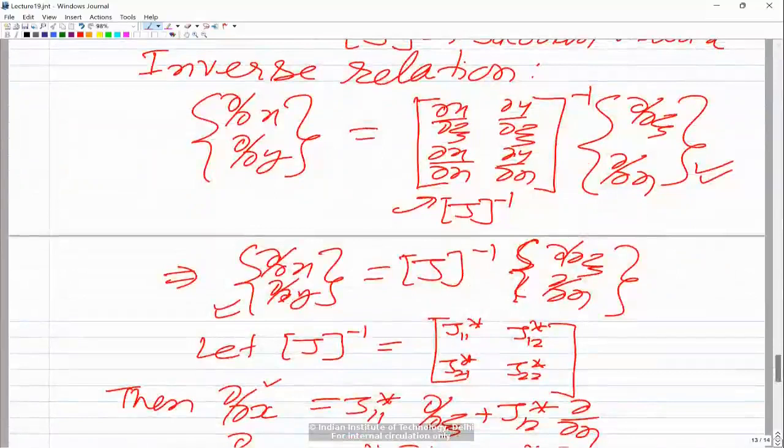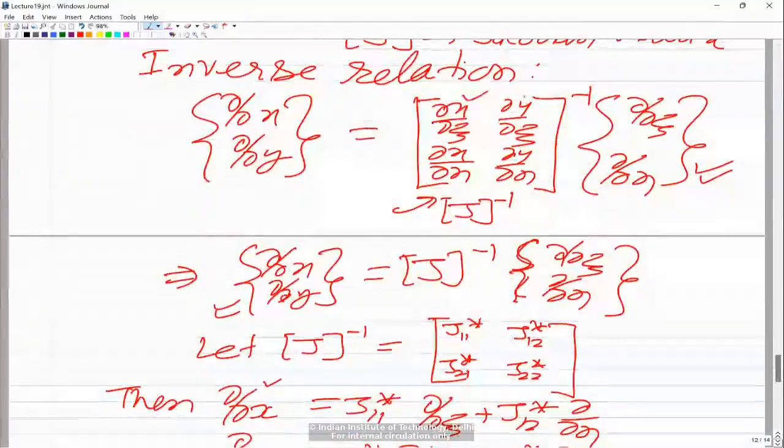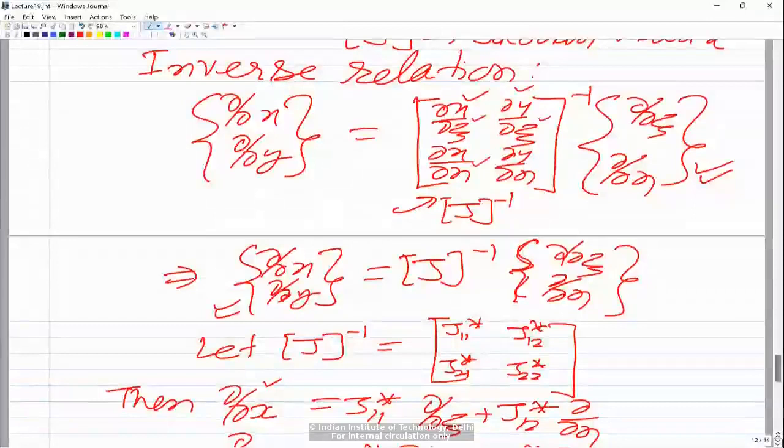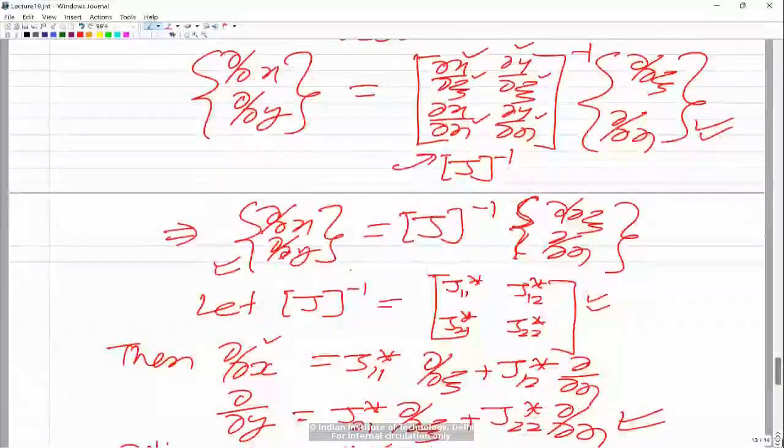Now you have x as a function of xi and eta, y as a function of xi and eta. So you can get this 2 by 2 matrix. Then you can find out its inverse, and I said its inverse is given by this. If J inverse is this, and you take the first row on the right hand side and multiply it, you will get J11 star into del by del xi plus J12 star into del by del eta. So that is what I have written here.